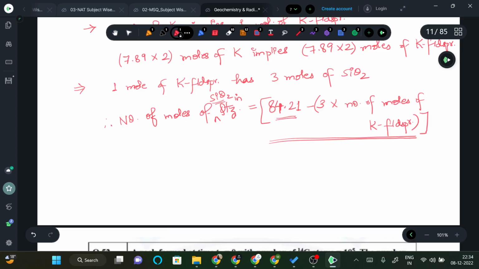84.21 was the total. Yes. Sir, do we need to multiply 3 with our number of moles of K feldspar or number of moles of silica? Actually, this is why I wrote the above sentence: 1 mole of K feldspar has 3 moles of silica, right?